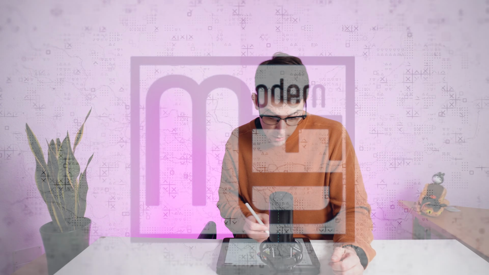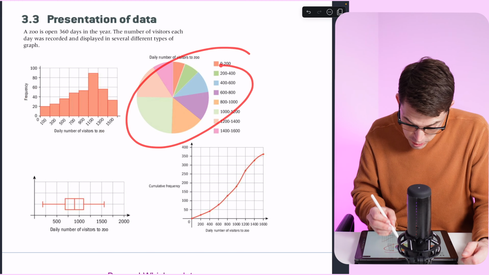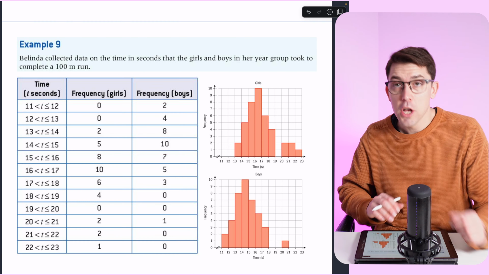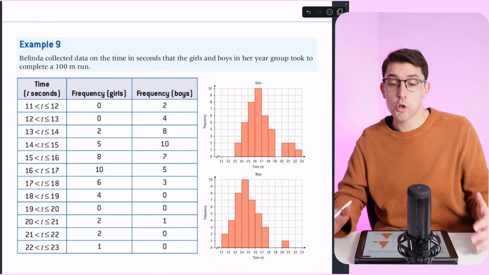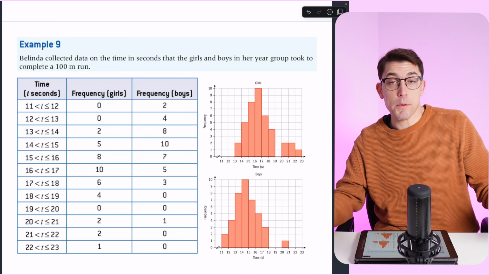That graphic might be a little bit familiar. You can have a bar chart or a frequency chart. You can have a pie chart. You can have a box and whisker chart, or you can have a cumulative frequency chart. What we're going to focus on in this video is how to draw a bar chart, or more appropriately, a frequency chart represented as a bar chart.